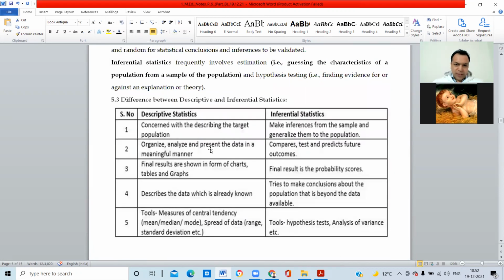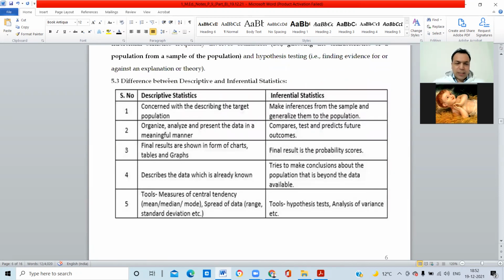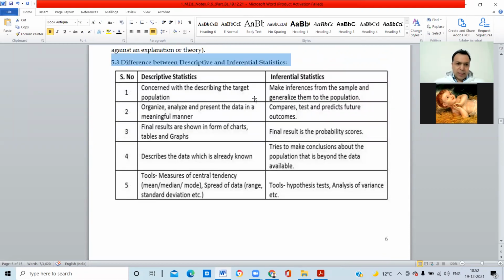So next, a little bit we do here. What is the difference between descriptive statistics and inferential statistics? Okay. So I think you have understood. Okay. So here there is some difference. You can note that descriptive statistics is concerned with describing the target population. Inferential statistics makes inferences from the sample and generalizes them to the population. Descriptive statistics organize, analyze, and present the data in a meaningful manner. Inferential statistics compares, tests, and predicts future outcomes.